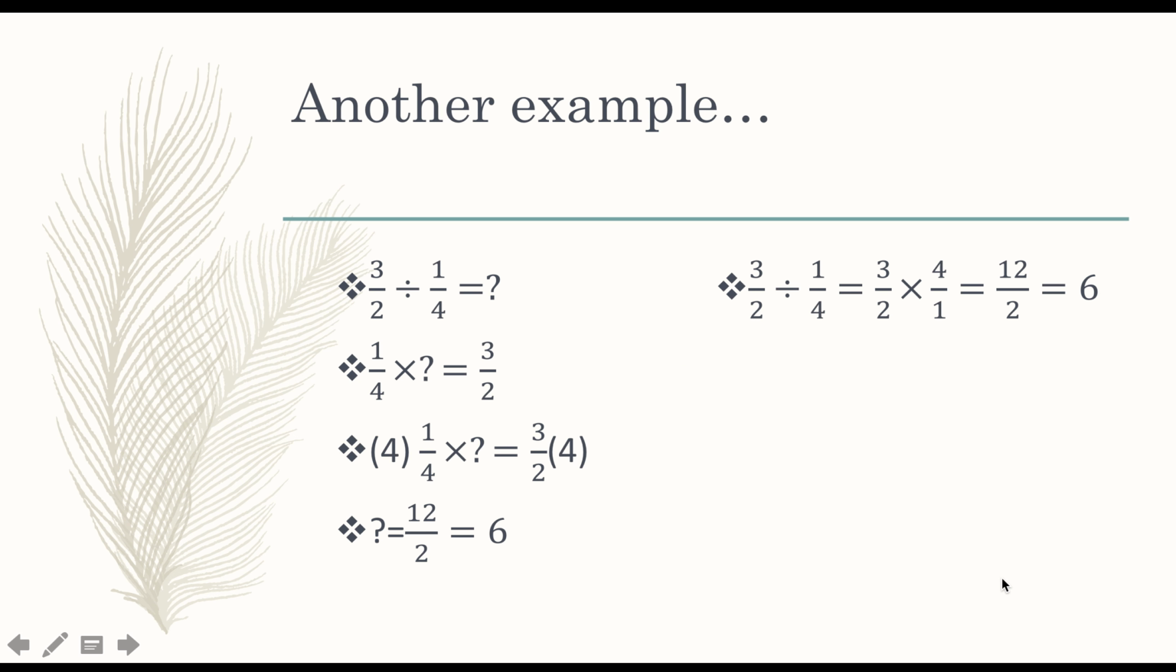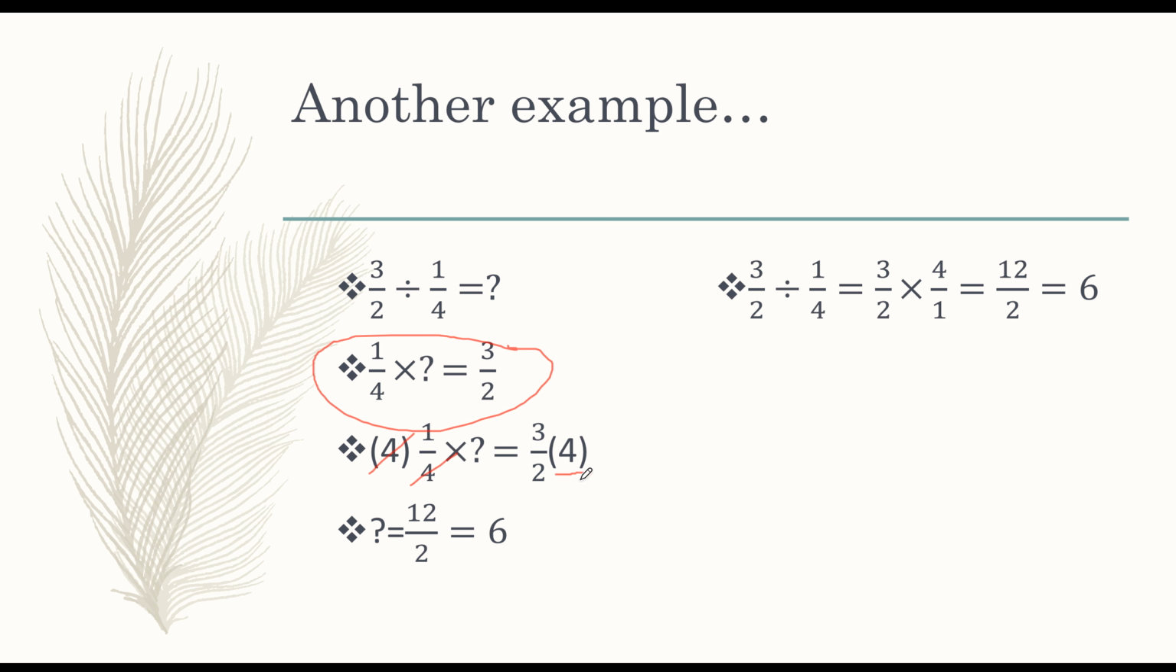Okay, another example is 3/2. 3/2 divided by 1/4 gives us what? Well, I turn it around and I convert this into a multiplication problem right here. So the same thing. 1/4, how do we get rid of the 1/4? We multiply it by 4. So here it is, 4 and 4. We get rid of the 4's. And then what we do to one side, we do to the other side. So 3/2 times 4.